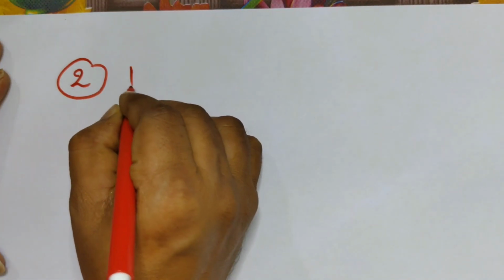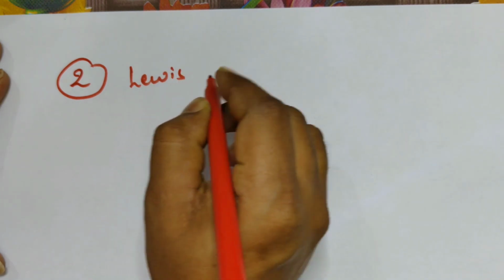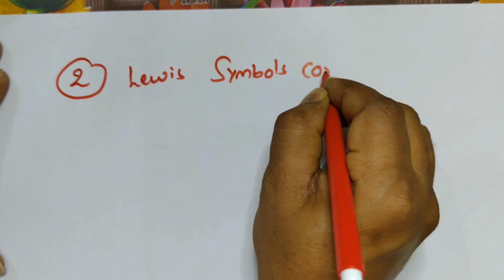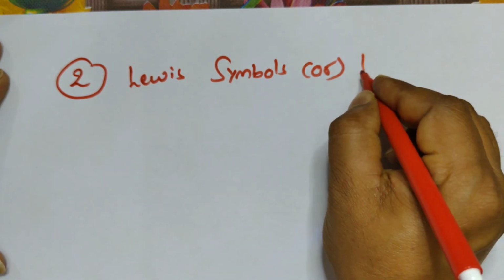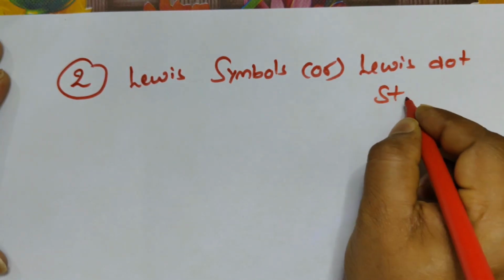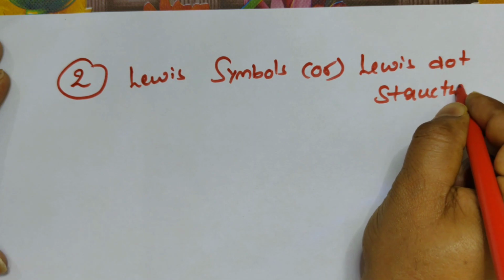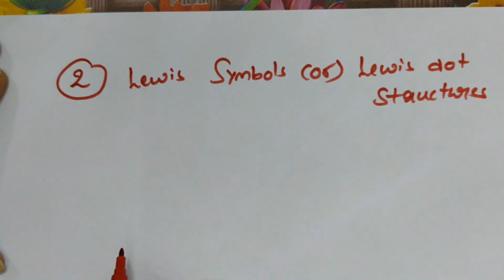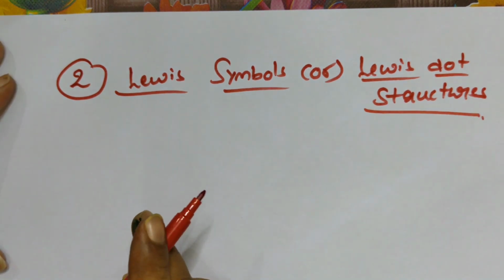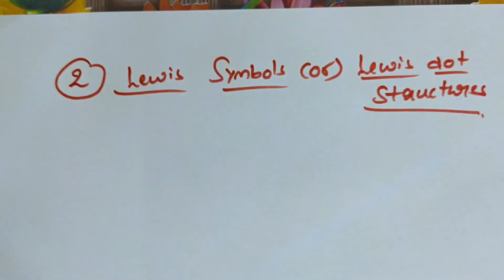Second topic is Lewis symbols or Lewis dot structures. What is meant by Lewis symbols or Lewis dot structure, and how do we draw the Lewis dot structures? Anyone have any idea about the Lewis dot structures and how to draw them?